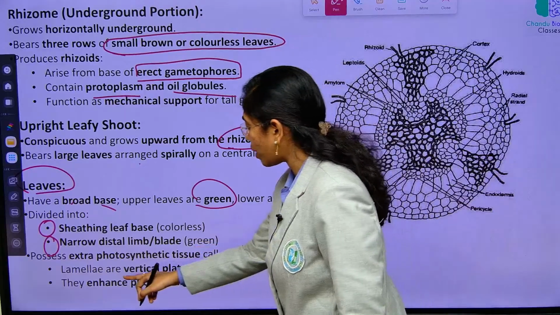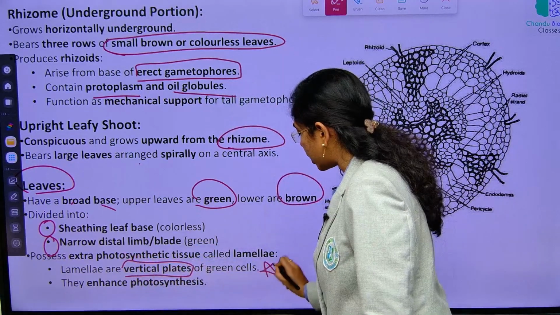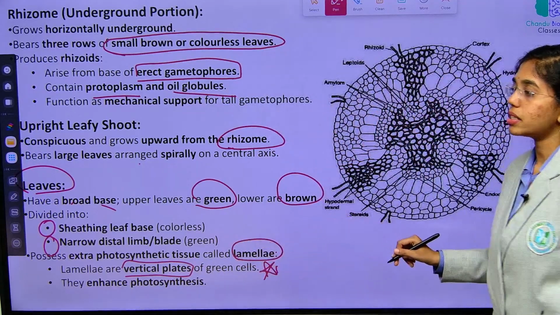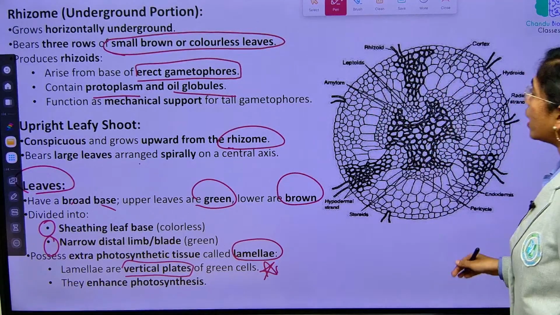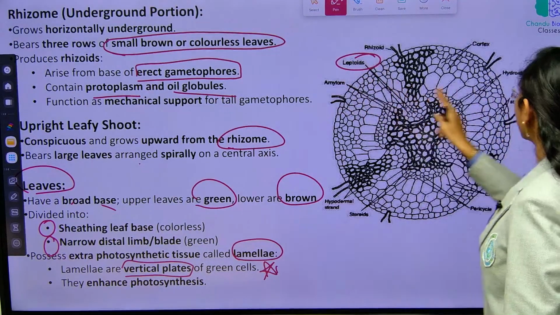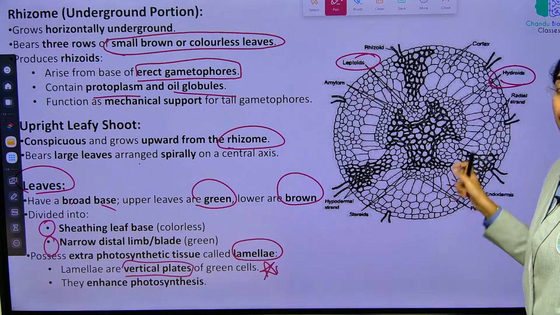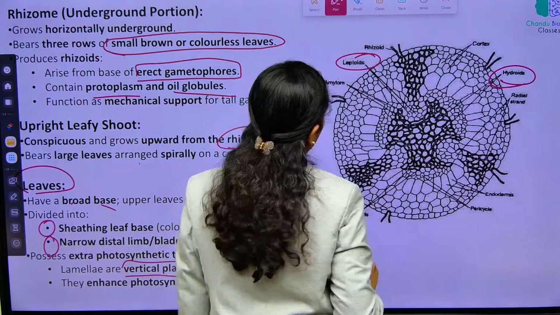These lamellae are vertical plates of green cells, remember, most important statement. What are lamellae cells in Polytrichum? They are vertical plates of green cells. They enhance photosynthesis. Here if you see the TS of the structure, you can observe leptoids and hydroids. These are the structures which will conduct water and food materials all across the thallus.